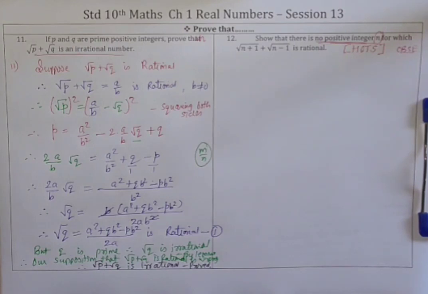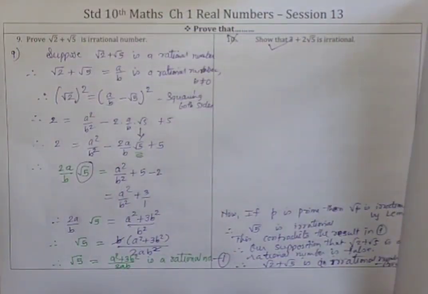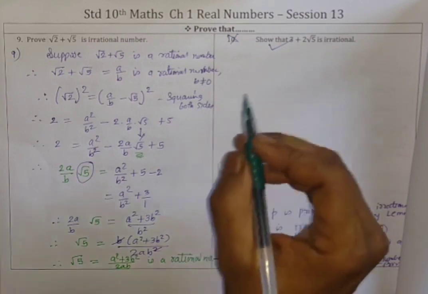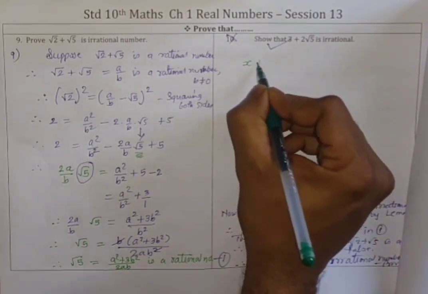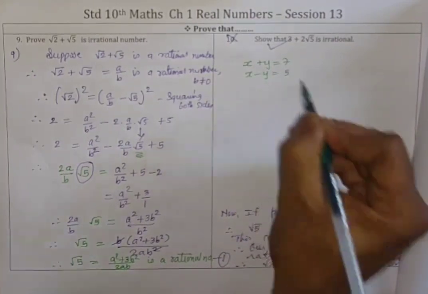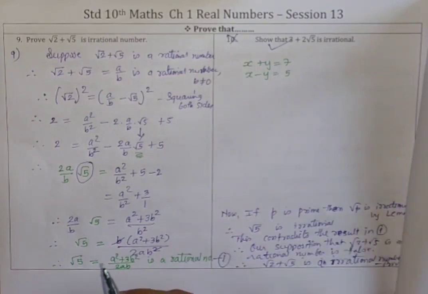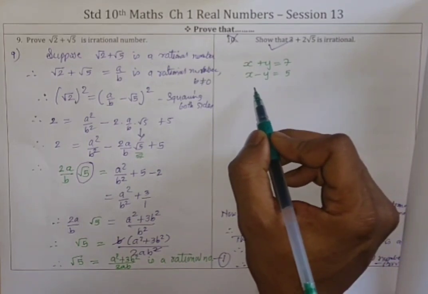Now this is quite a difficult one, children. To understand it, we will have to do a little bit of pre-preparation. So what preparation do we need? Look here, children, because you have not done the third chapter. Say suppose x plus y is equal to 7 and x minus y is equal to 5. By Euclid's property, you have studied Euclid in 9th standard.